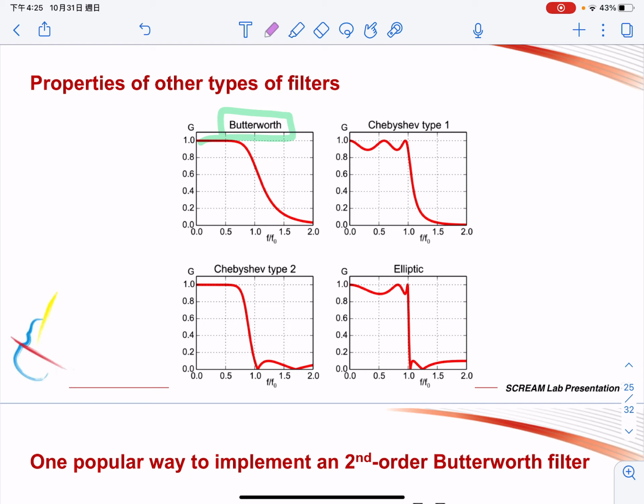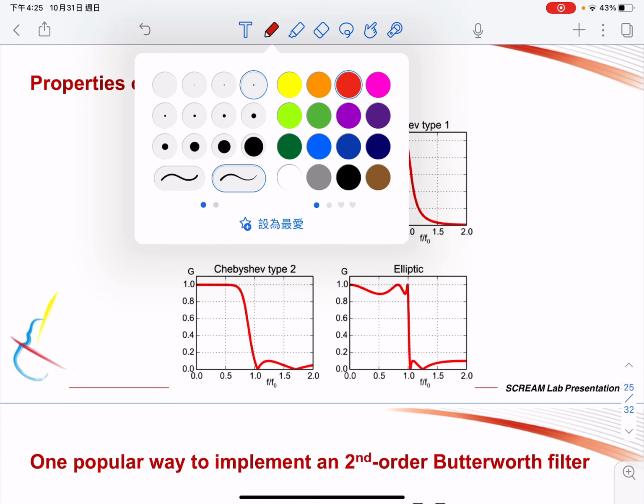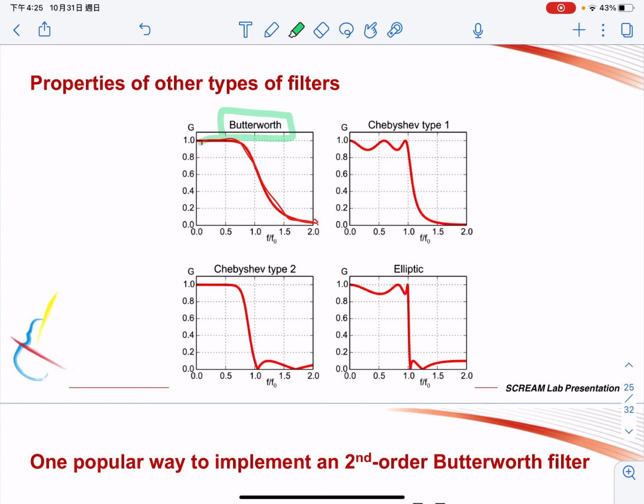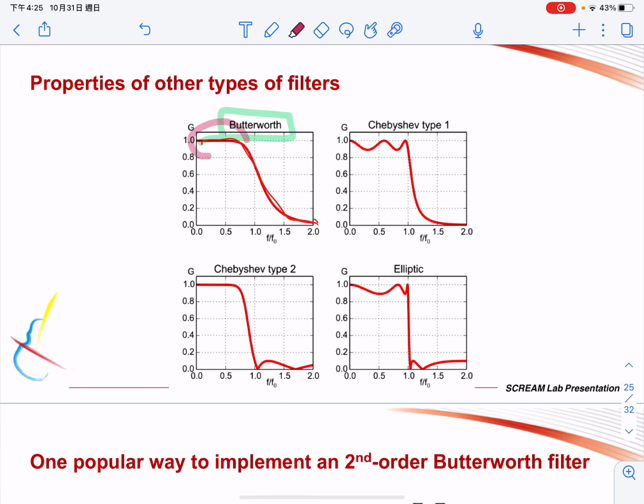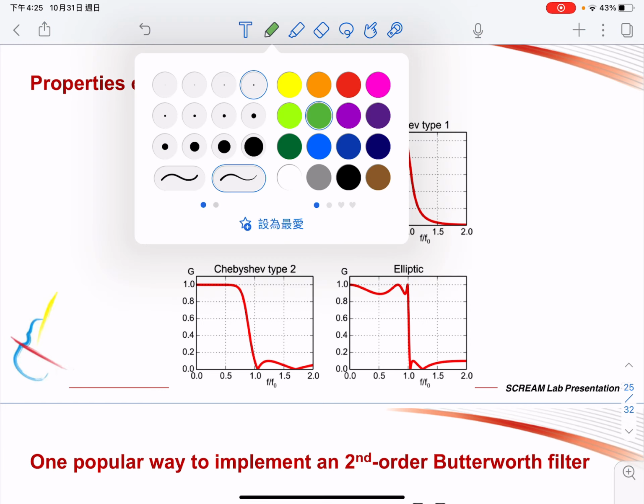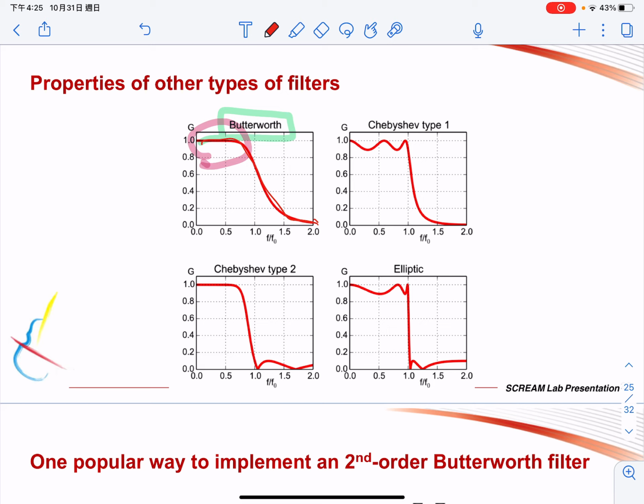As we can see, it is flat. It's quite flat, but if we try to magnify this part, we can still see ripple. If we zoom in on this part, we will see something like this, okay. But why do we say it's equal ripple? Because the ripples are equally distributed, okay.